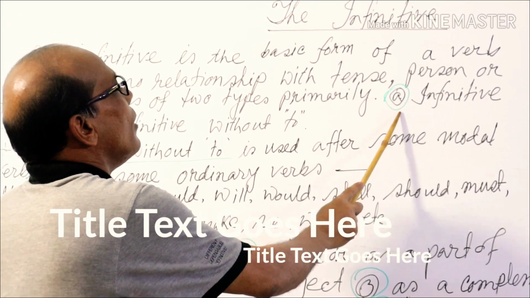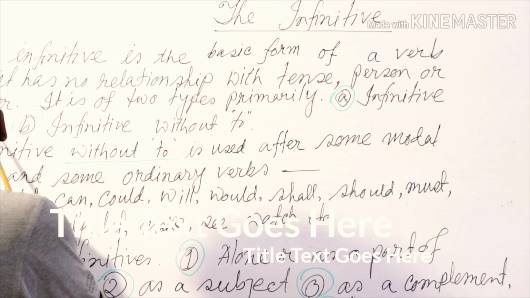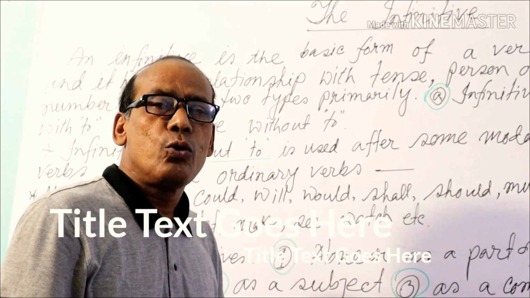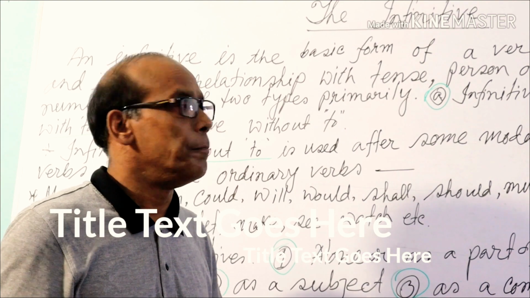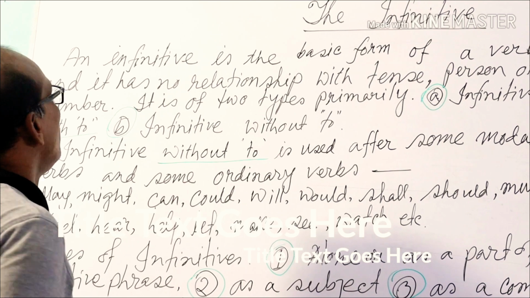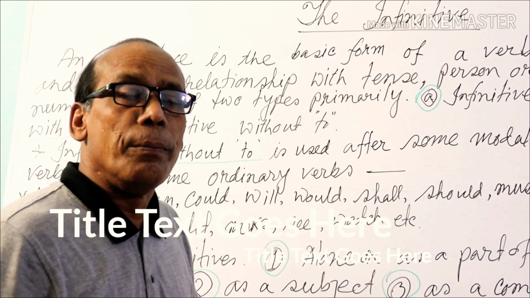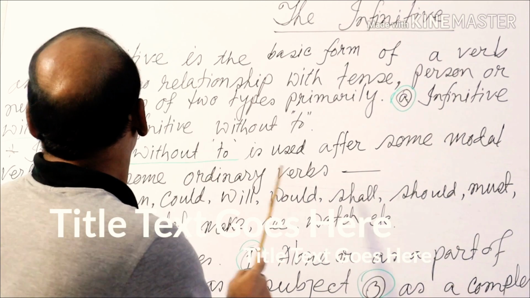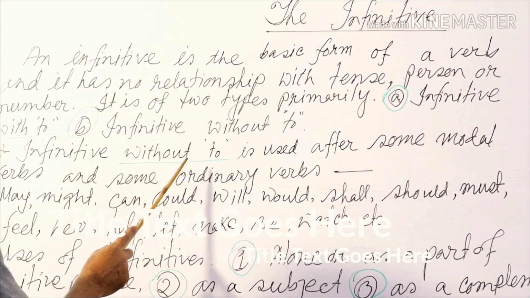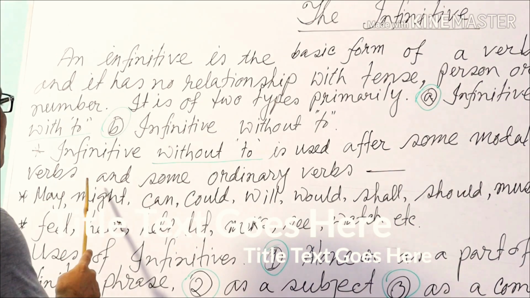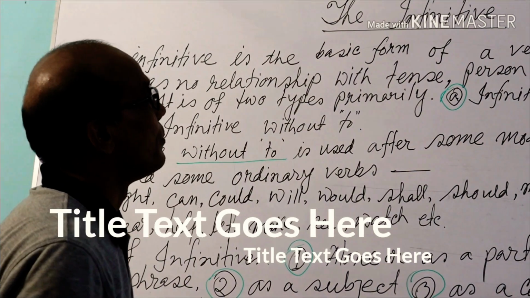A. Infinitive with to, or to infinitive, or full infinitive. B. Infinitive without to. It is also called bare infinitive or zero infinitive. And infinitive without to is used after some modal verbs and some ordinary verbs.